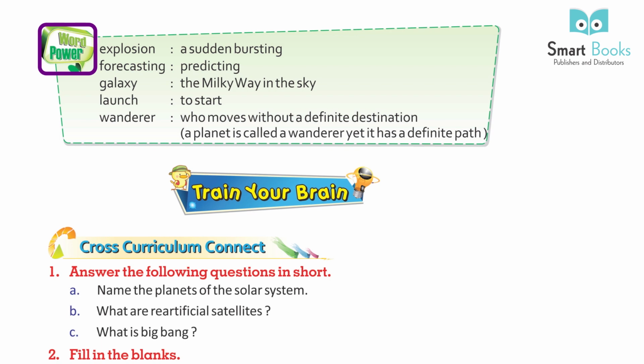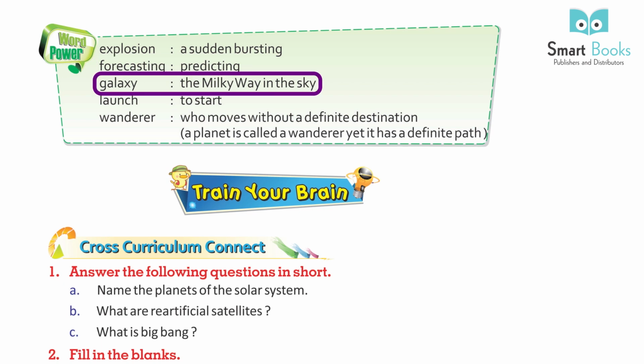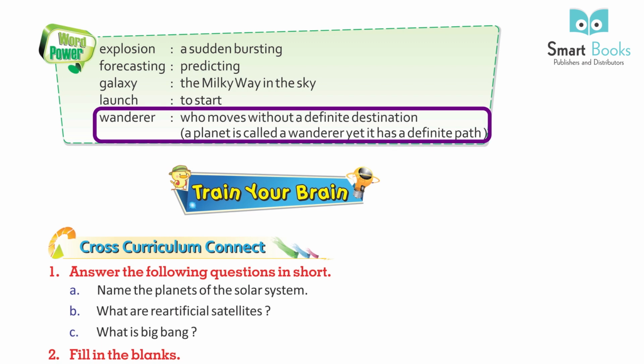Word power: explosion, a sudden bursting. Forecasting, predicting. Galaxy, the Milky Way in the sky. Launch, to start. Wanderer, who moves without a definite destination. A planet is called a wanderer, yet it has a definite path.